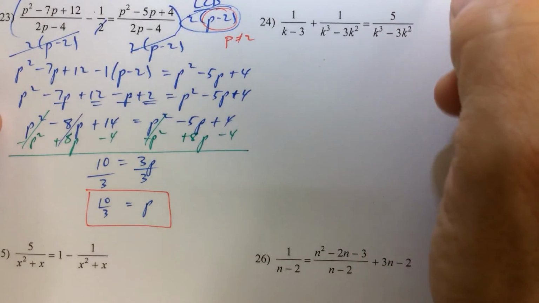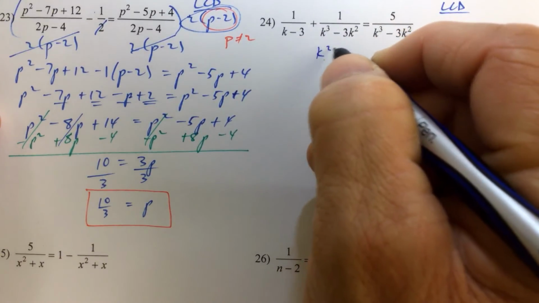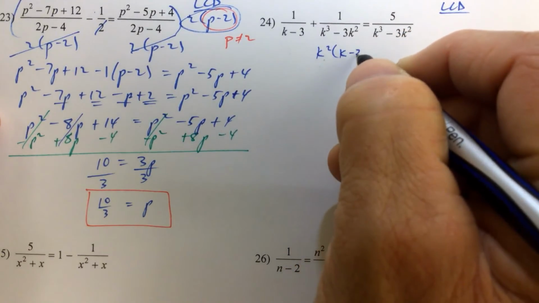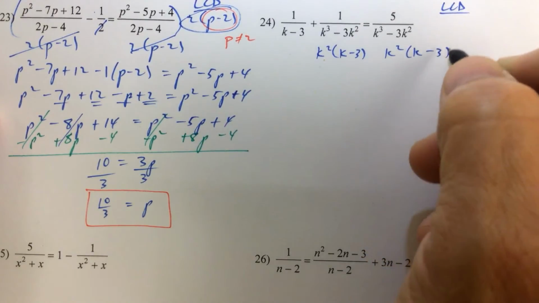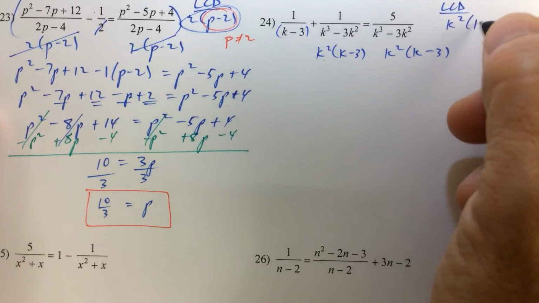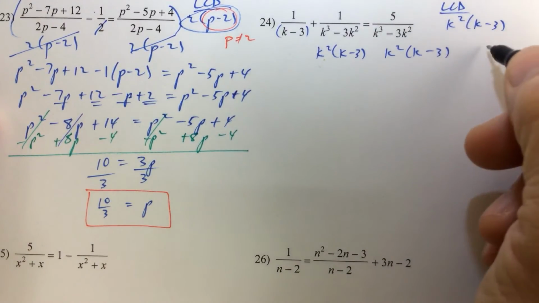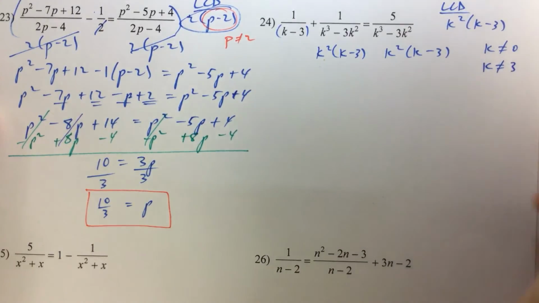Number 24, LCD. Let's go ahead and factor out a k squared, and we're going to get k minus 3. Here again, k squared times k minus 3, and we have that k minus 3 there. So our LCD is k squared times k minus 3. So k is not allowed to equal 0. K is also not allowed to equal 3.